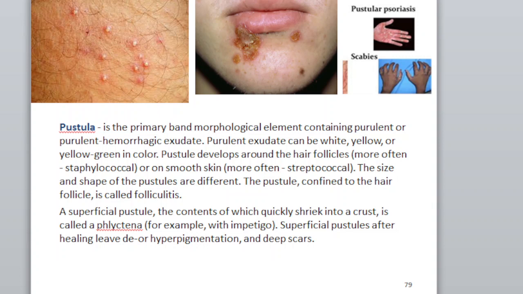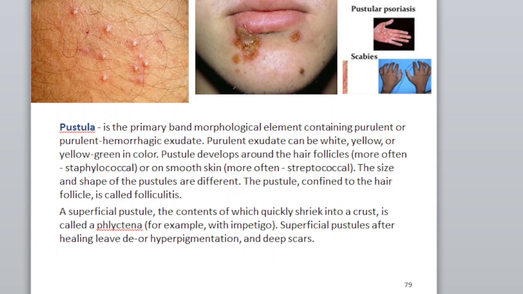Pustule is the primary morphological element, containing purulent or purulent hemorrhagic exudate. Purulent exudate can be white, yellow, or yellow-green in color. A pustule develops around the hair follicles, more often staphylococcal, or on smooth skin, more often streptococcal. The size and shape of the pustules are different.